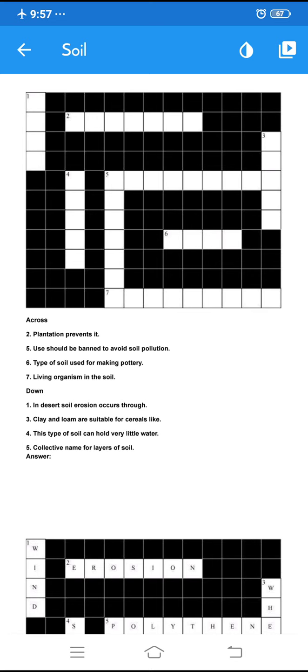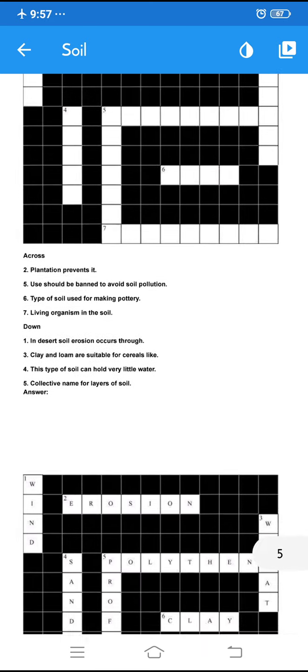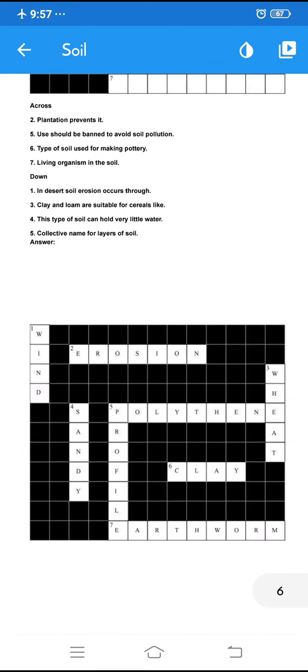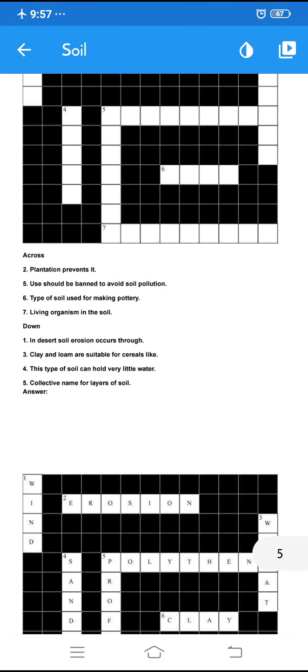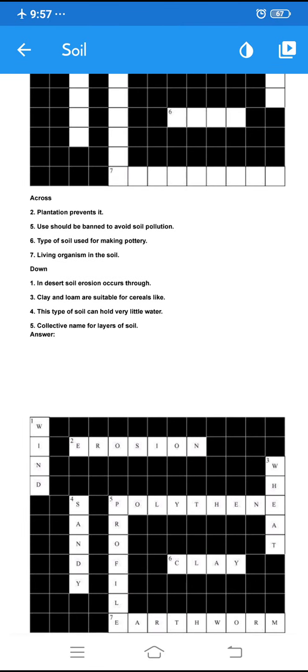Let's go for question number 4 now. This type of soil can hold very little amount of water. Which is that? Sandy. Sorry, it's clay. Very sorry. That is question number 6, we have already answered that one. Sorry, I got confused here. The 6th question is clay, which we have already discussed. Now down, we are discussing question number 4.